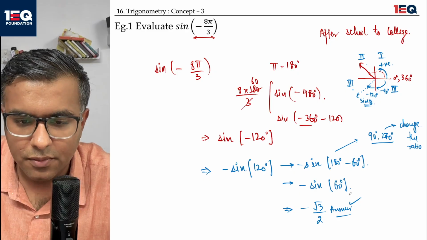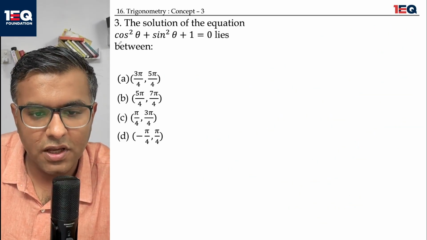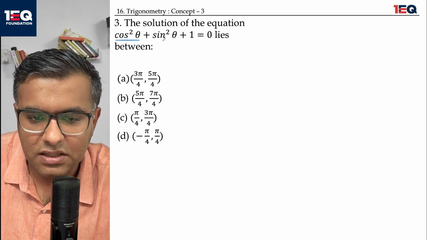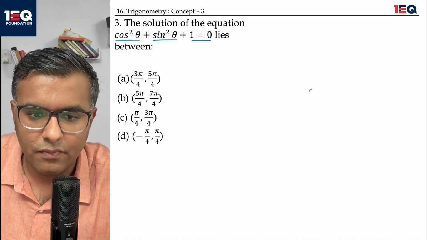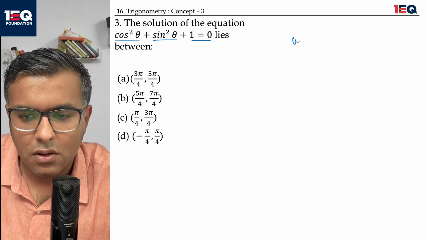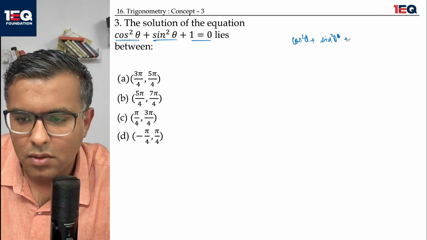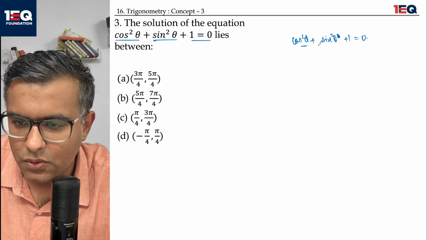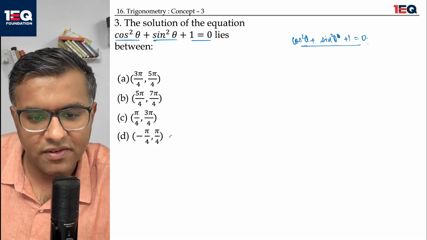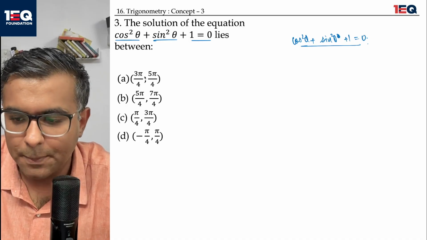Moving forward. So what is the solution of the equation which lies somewhere here? Okay. So it says cos²θ plus sin²θ plus 1 is equal to 0. Now we've been given the two limits between which the solution is going to lie.